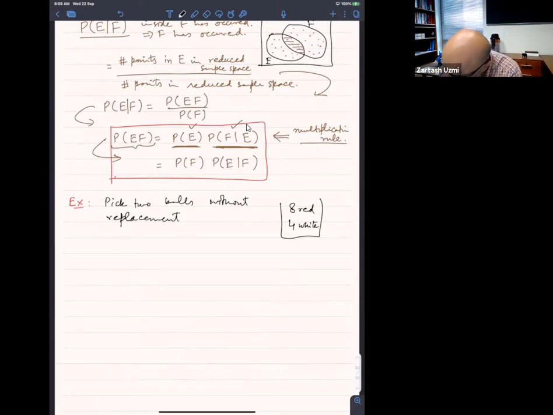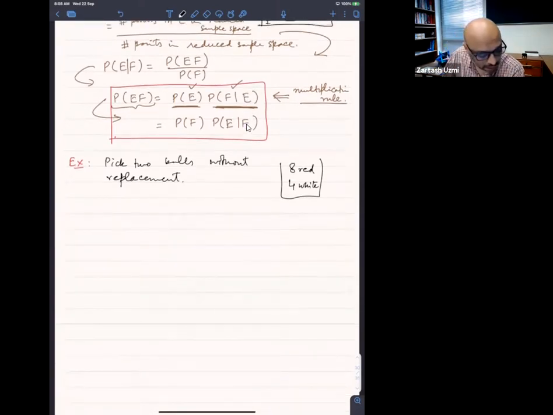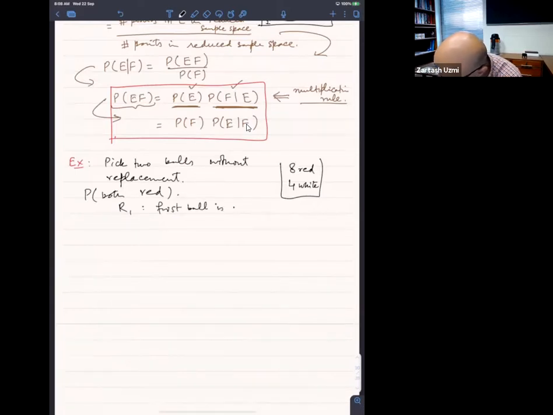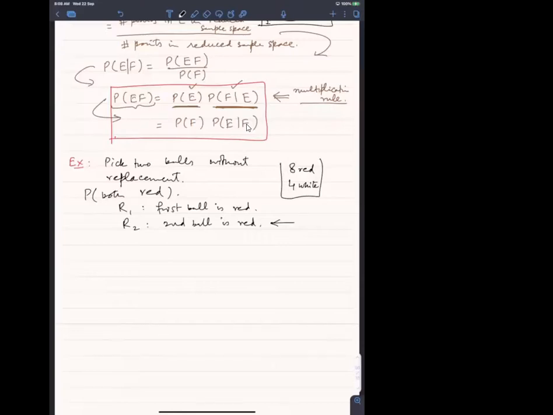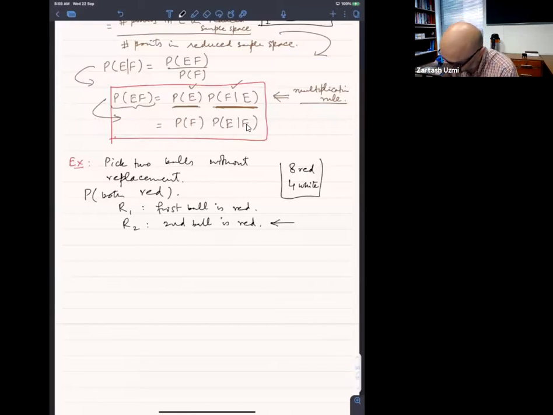And now we are interested in the probability that both are red. Let's say R1 is the event that the first ball is red, and R2 is the event that the second ball is red. How many people think that the probability that the second ball is red really depends upon R1? We did this example before, and the probability that the second ball is red depends upon whether the first ball was white or red.